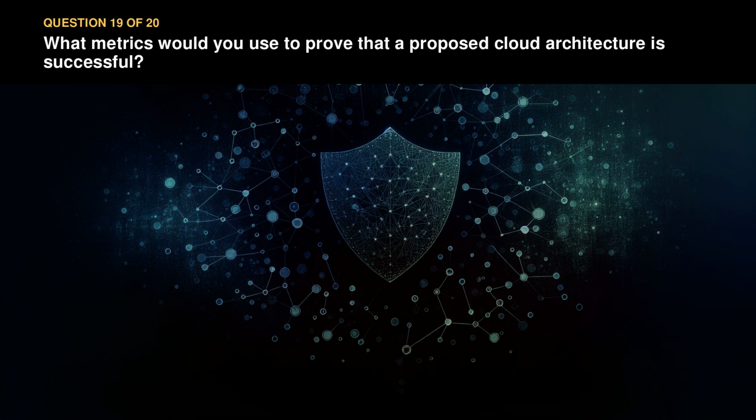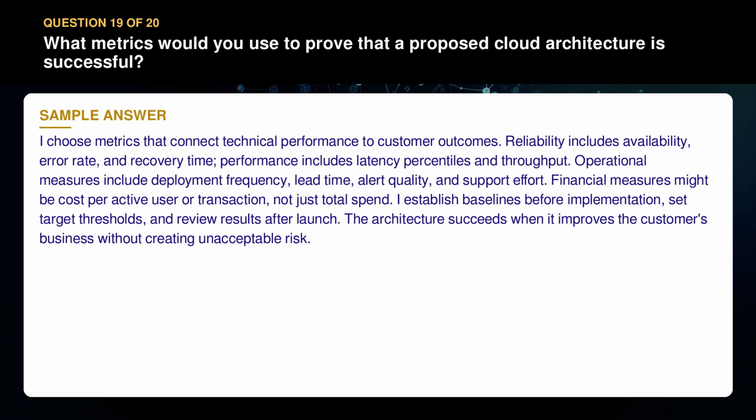Question 19. What metrics would you use to prove that a proposed cloud architecture is successful? I choose metrics that connect technical performance to customer outcomes. Reliability includes availability, error rate, and recovery time. Performance includes latency percentiles and throughput. Operational measures include deployment frequency, lead time, alert quality, and support effort. Financial measures might be cost per active user or transaction, not just total spend. I establish baselines before implementation, set target thresholds, and review results after launch. The architecture succeeds when it improves the customer's business without creating unacceptable risk.